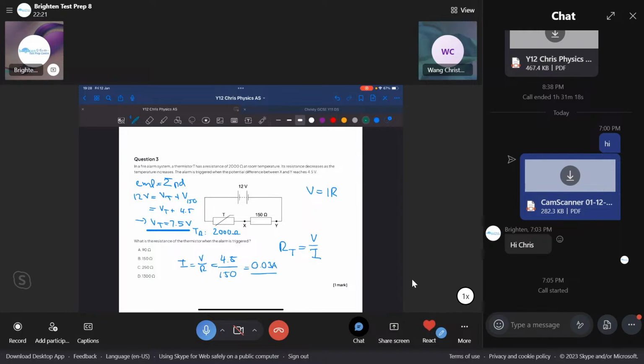Because the current is the same, doesn't matter. So we can, of course, utilize that information and then take the voltage which we have. So that's why ratio-wise we take the V over I, and then it's 0.03, which means 250 ohms.